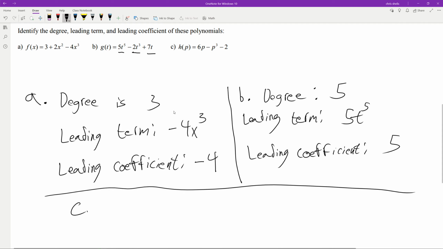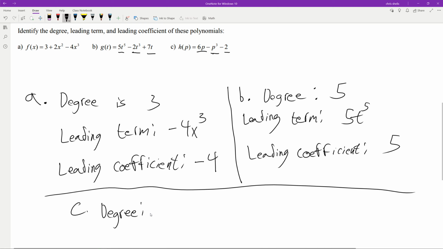And for C, if I'm trying to find the degree of that polynomial, this first term has a power of 1, because that's like p to the first power. The second term has a power of 3, because p is being raised to the third power. This last term has a power of 0, because 2 is the same thing as 2 times x to the 0th.